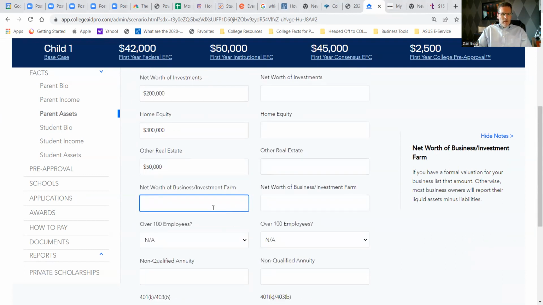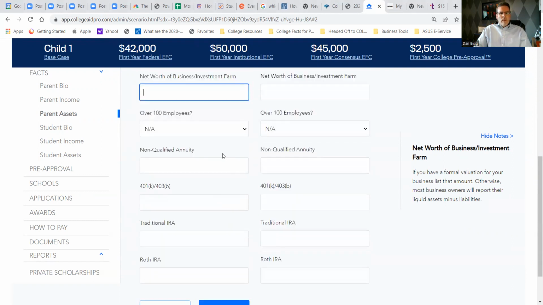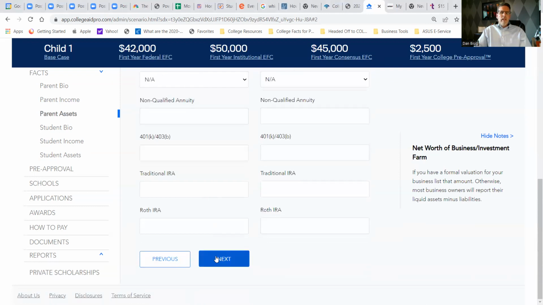If you own a business, then you do need to put these details in here, but also realize that if it has less than 100 employees, it will not be counted under the current calculations. However, in other cases, it will be included. In fact, from an institutional standpoint and a consensus, it's always included. That 100 employee thing only comes in with the federal side of things. And then, of course, we've got other assets here, but none of these count against financial aid. So annuity values, your retirement accounts, 401 or 403B, traditional IRAs or Roth IRAs, none of those get counted in the formula. They're just here to help you put everything together.